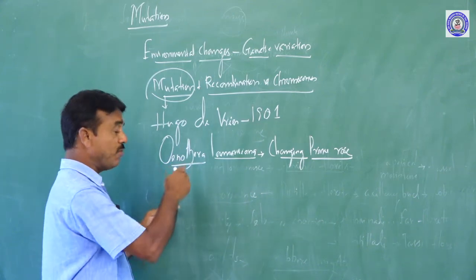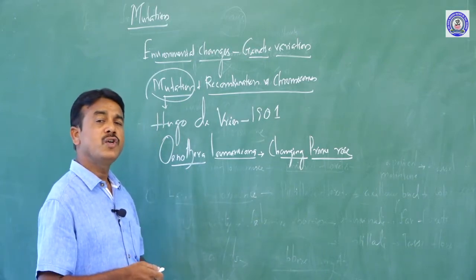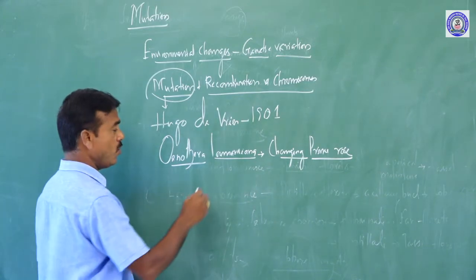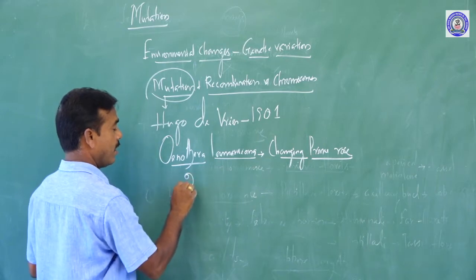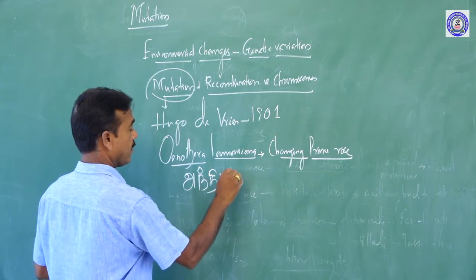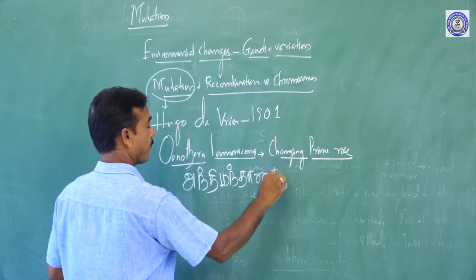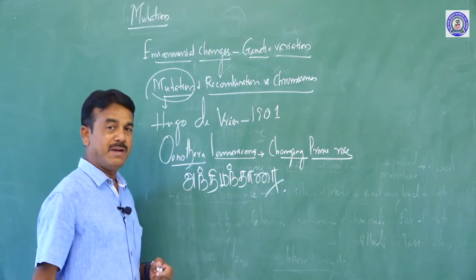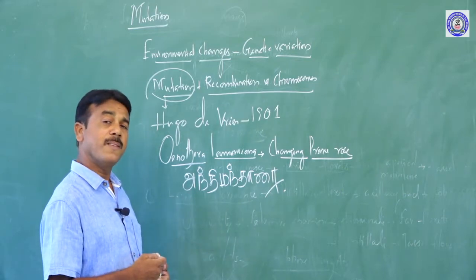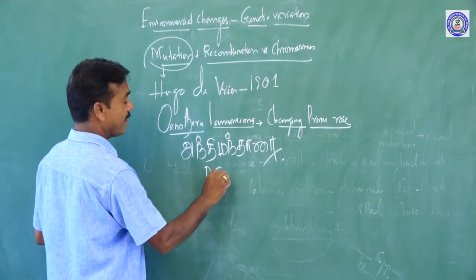So, based on the observation and studies of Oenothera lamarckiana, Hugo de Vries proposed the term mutation. How is it called in Tamil, do you know? That is commonly called as Andi Mandarai. This Tamil name is Andi Mandarai. So after the observation of Oenothera lamarckiana, he made his proposal, the mutation theory.